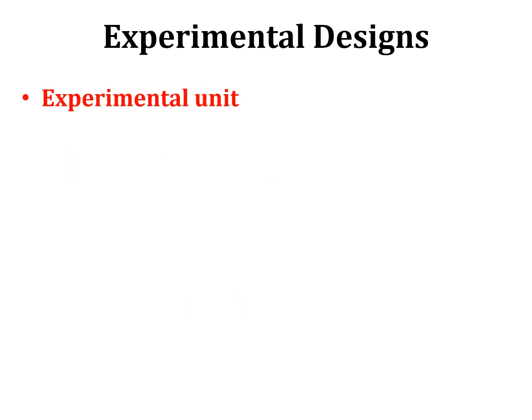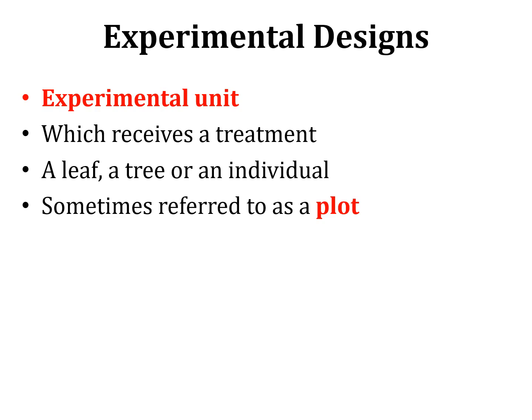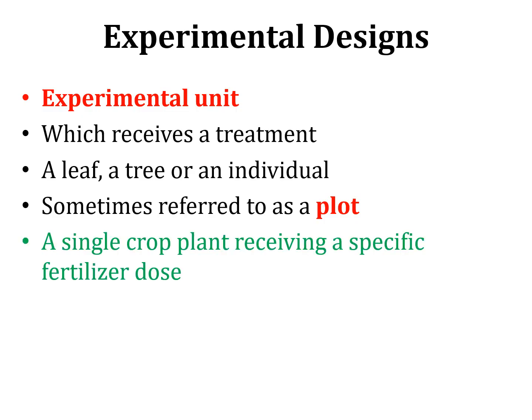So then we have another concept, and that is the concept of experimental unit. An experimental unit is a unit which receives a treatment, right? So a unit, an object, or a subject which receives a treatment is known as the experimental unit. A leaf, a tree, or an individual that receives a treatment is an experimental unit. Sometimes this is referred to as a plot, especially when you're designing experiments for the agriculture field.